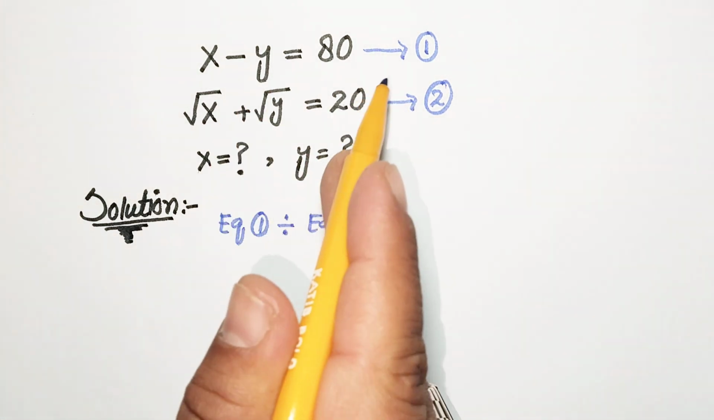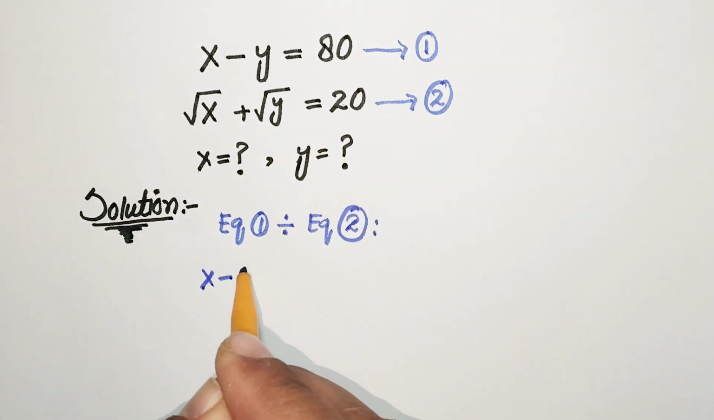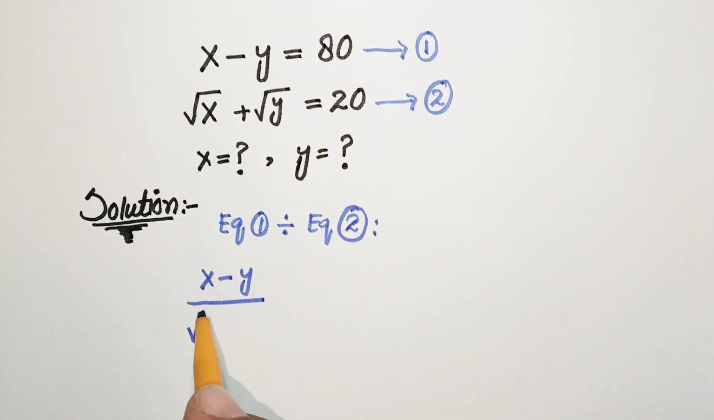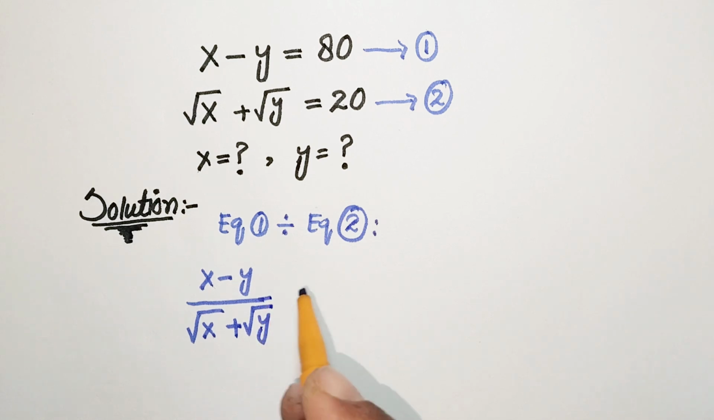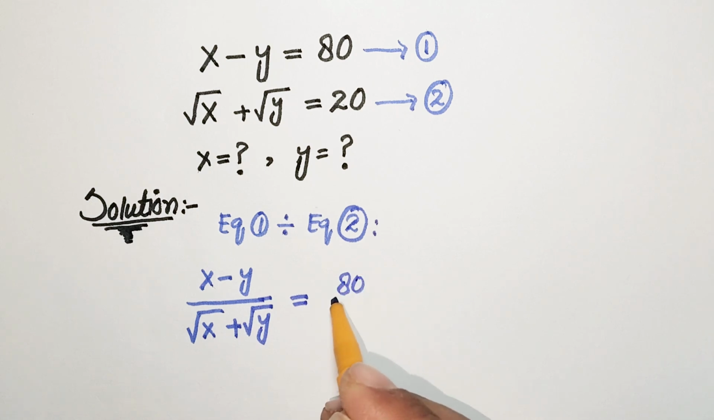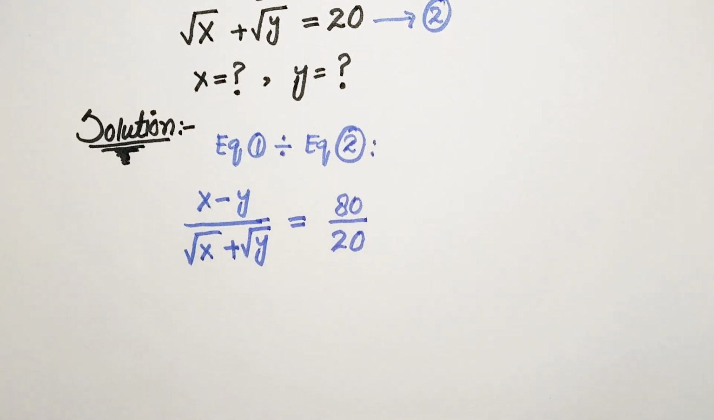here the left hand side of equation 1 is x minus y. So dividing this with the left hand side of equation 2, which is square root of x plus square root of y, is equal to the right hand side of equation 1, which is 80, divided by 20. Now we have just divided equation 1 by equation 2. Now we are writing here x minus y over square root of x plus square root of y.